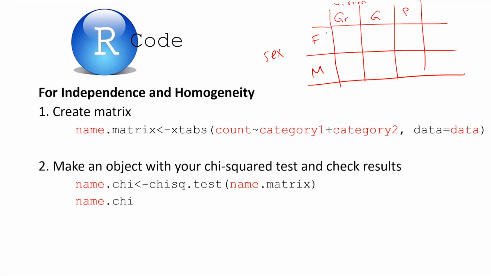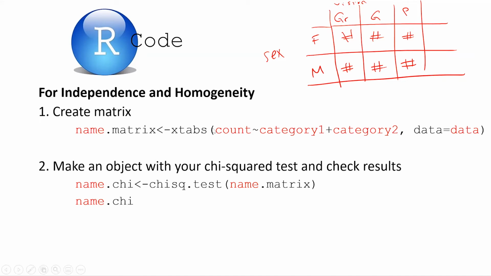So now we've got categories by row and by column, and then we have numbers in the center that represent the intersection of those. So this is a female with great vision. This is a male with good vision here. So we make a matrix.